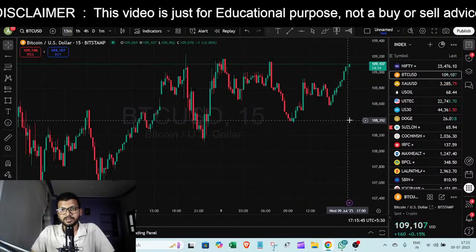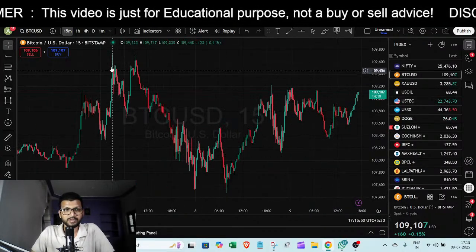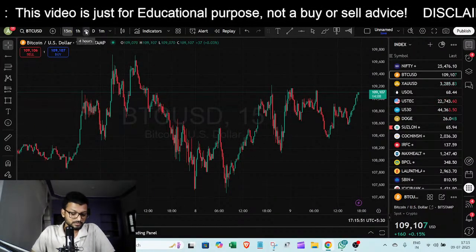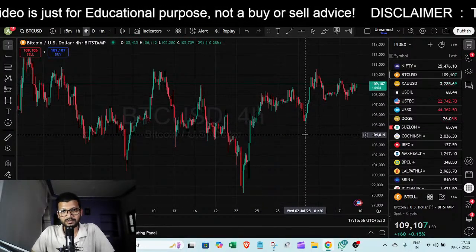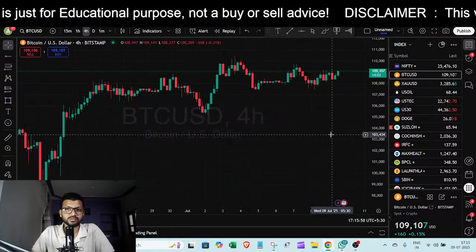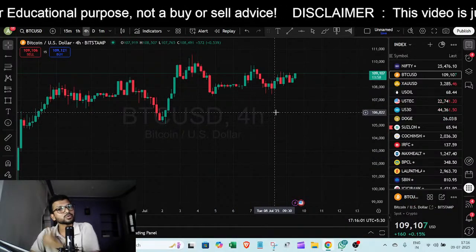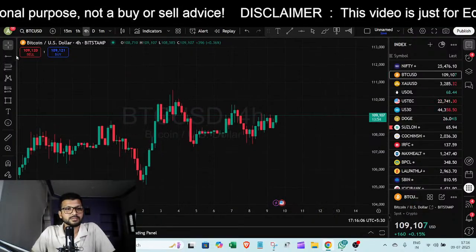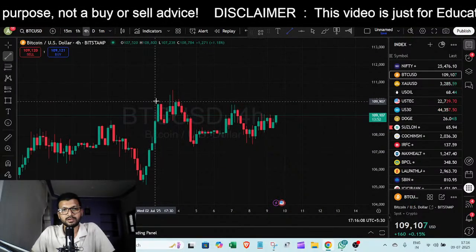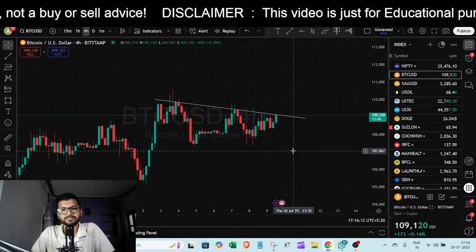So if you look at BTC, a good momentum in buying is already done, and if you look at the 4-hour chart, we are seeing a consolidation between 110 and 108, and hopefully if this trend line breaks, we can expect a good target on the long side in BTC.